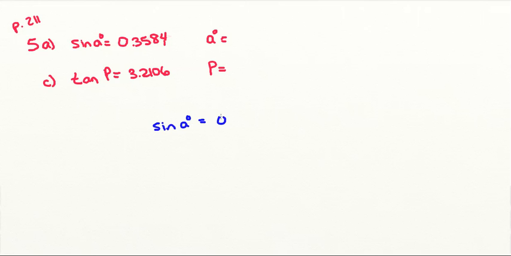So my question is sine A equals 0.3584. I need to take the inverse of sine, so it's written as sine to the negative 1. Sine to the negative 1 times 0.3584. So A, the angle A, equals the inverse of sine of your number.